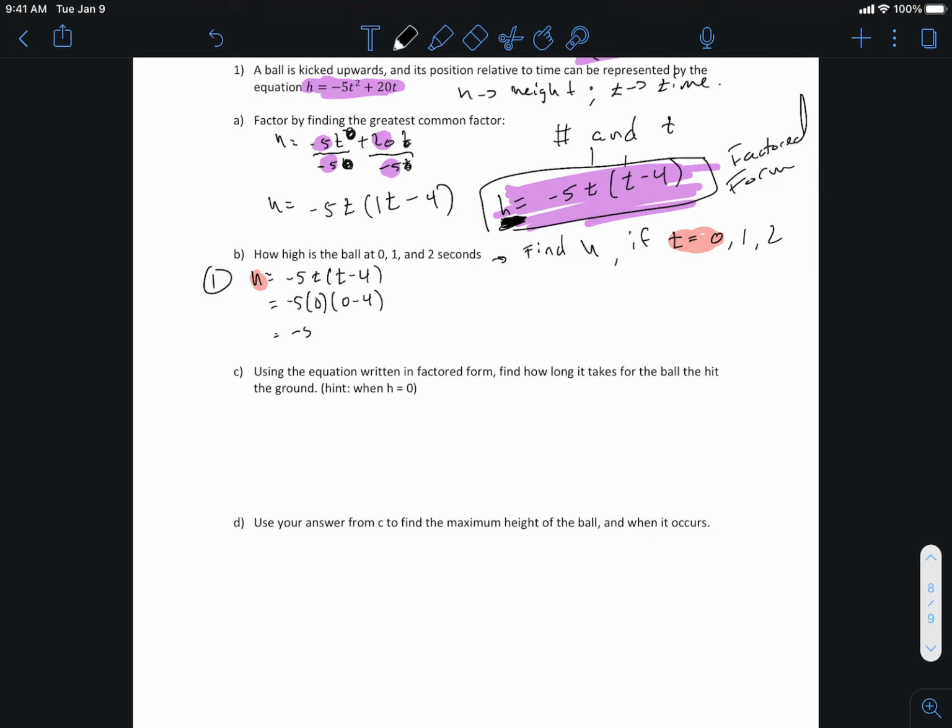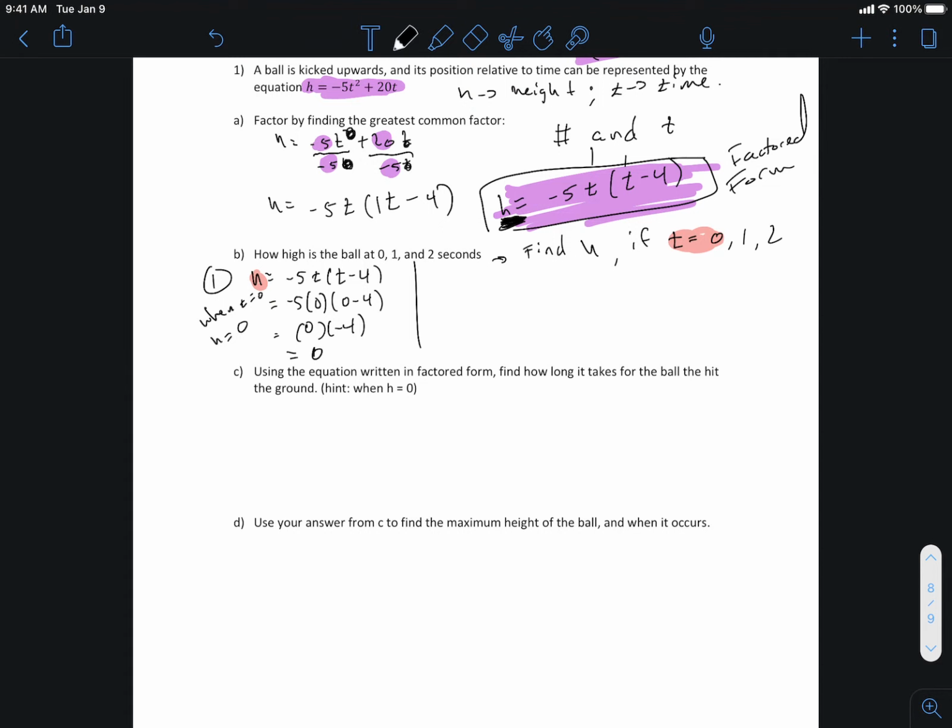What's 0 times -4? Which is equal to 0. All right, so that means when t equals 0, h equals 0. Let's try the next one.